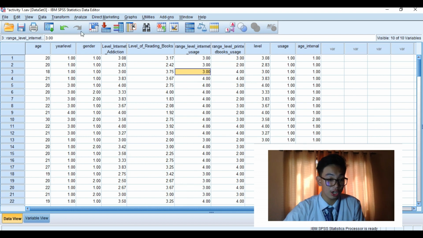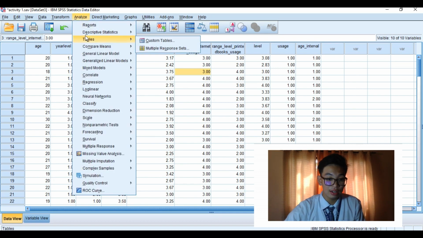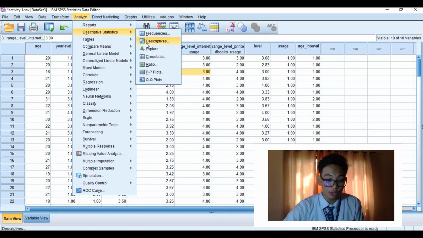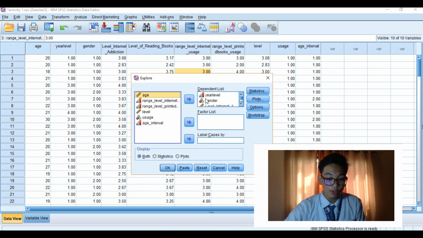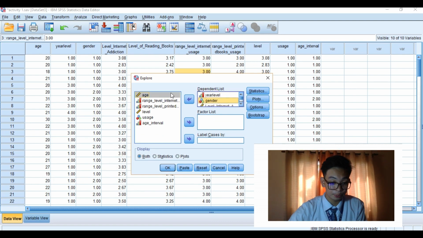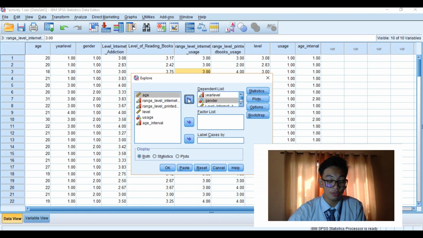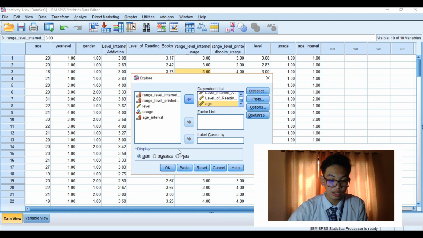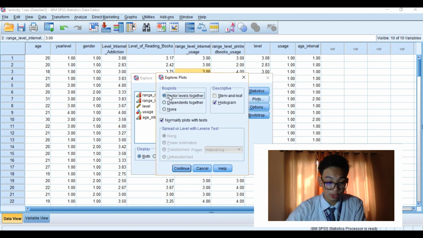We have to click first Analyze, then Descriptive Statistics, then Explore, then we're going to input the data that we are aiming for finding out if it's parametric or non-parametric. Next, we're going to click Plots and then check histogram and normality plots with tests. Then Continue, click OK.